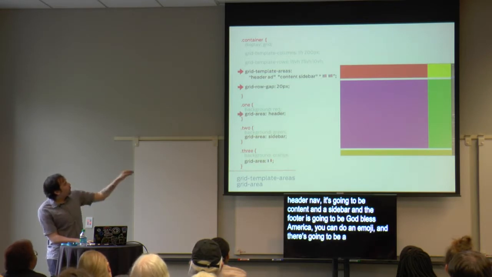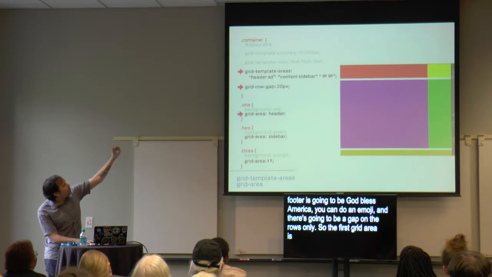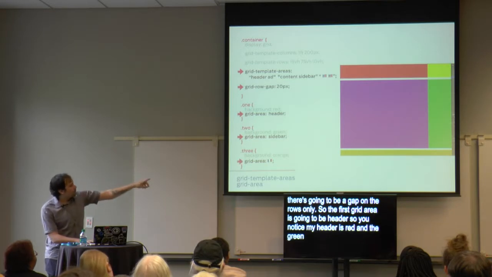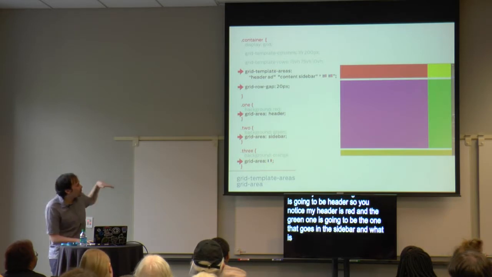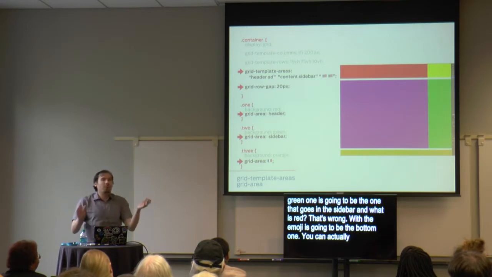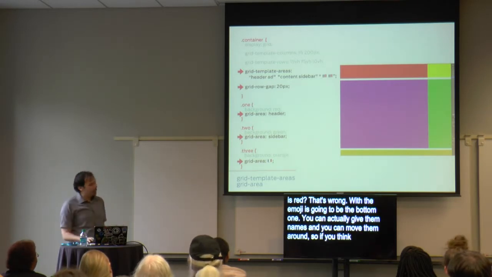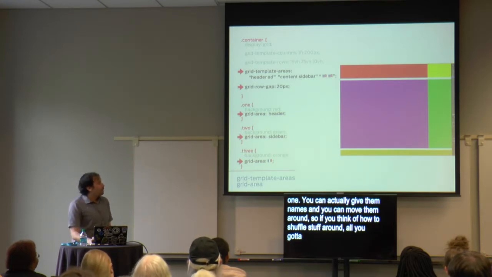So the first grid area is going to be header. Since I called it header, you notice that on my template areas above, the header is only red. And then the green one is going to be the one that goes on the sidebar. And the emoji is going to be at the bottom one. So you can actually give them names, and you can move them around. If you think of how to shuffle stuff around, all you've got to do is edit your template areas, and then you move this around as you feel like.